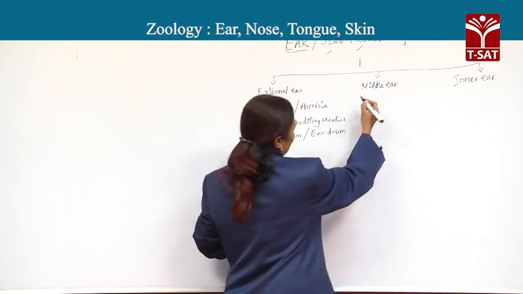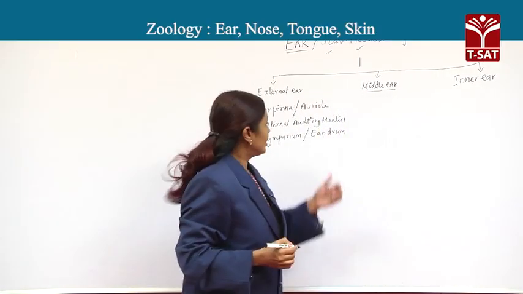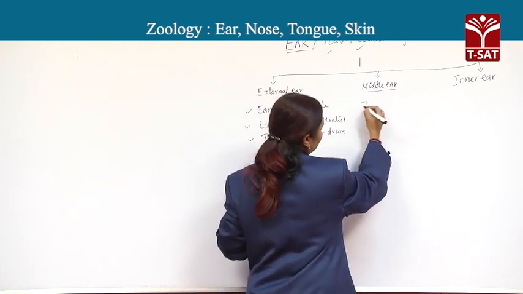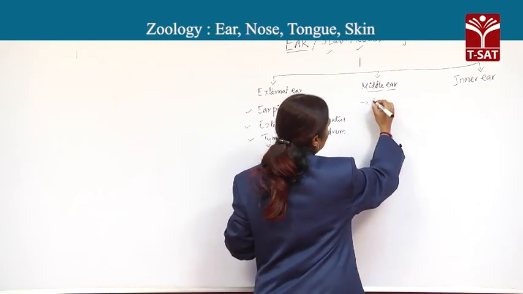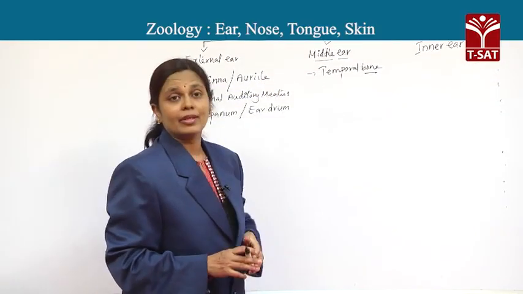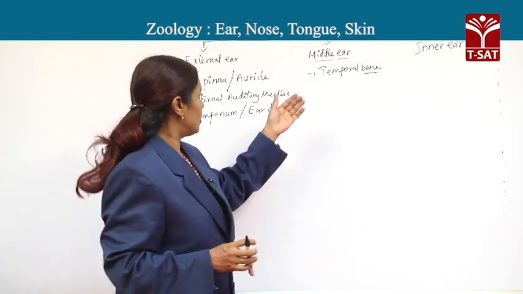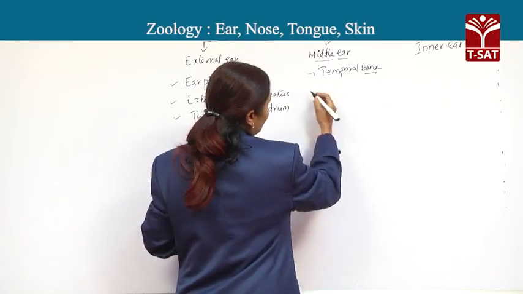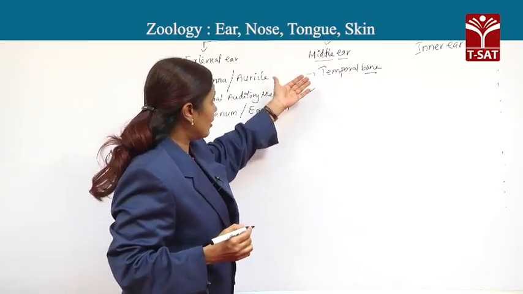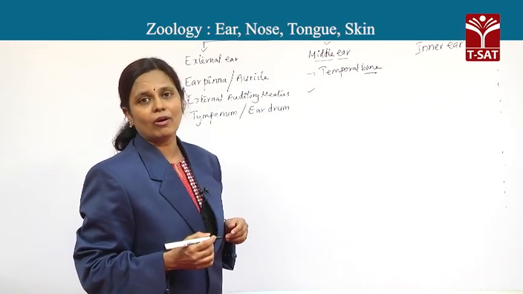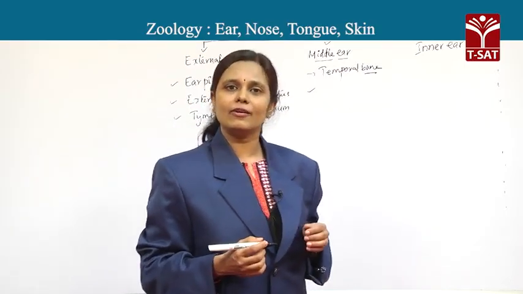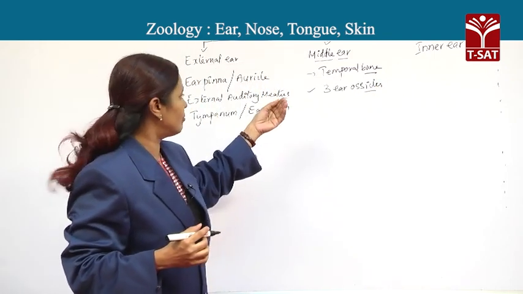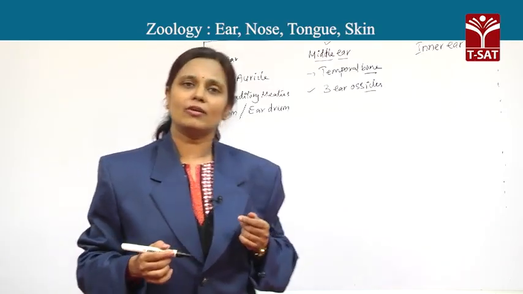Next, about the middle ear. This middle ear is a small air-filled cavity present inside a skull bone called the temporal bone. Now, in this middle ear cavity, we find a chain of three bones called ear ossicles. A chain of three small bones present inside the middle ear cavity, you call them ear ossicles.